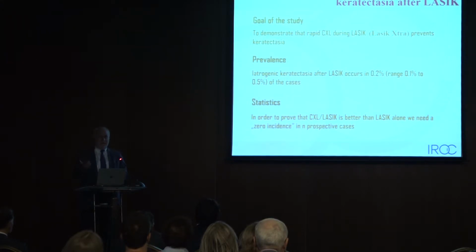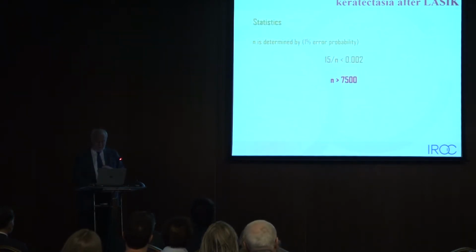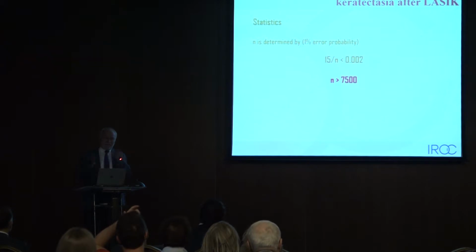Now, the mathematicians among us start to calculate the number of patients that are necessary to prove that, and therefore you need Poisson's statistics, and it turns out that you need 7,500 eyes in one arm, which is totally ridiculous. You never get a study with 7,000 LASIKs, one eye with, and the other one without cross-linking. That doesn't work out.